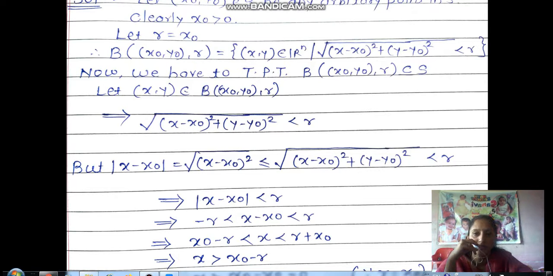So we take this x0 is equal to r. Since x0 is positive, we take positive radius r equal to x0. Defining the open ball centered at (x0, y0) with radius r is equal to all such points (x, y) belonging to Rn such that the square root of (x minus x0) square plus (y minus y0) square is less than r. We have to prove that this B(x0, y0; r) is a subset of S.